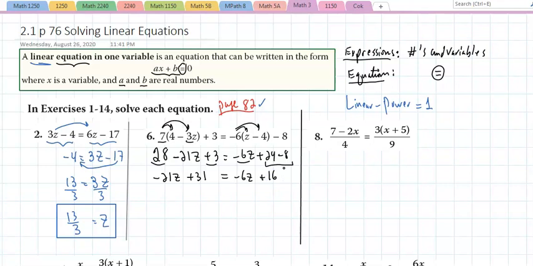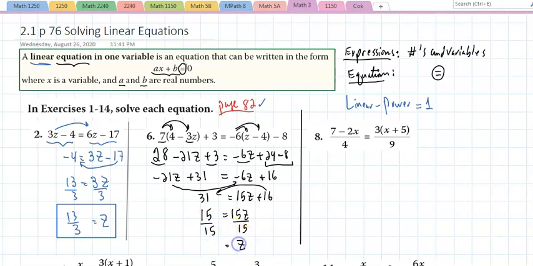And now I move, again, it's a good habit to move the smaller variable to the larger variable. I add 21z to both sides. Negative 6z plus 21z is 15z. Copy everything else down. And now, to get z by itself, I reverse order of operations. 16 being added, I subtract that from both sides. 31 minus 16 is 15. And to get z by itself, I divide by 15 on both sides.